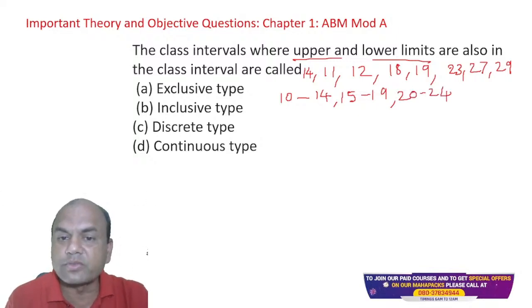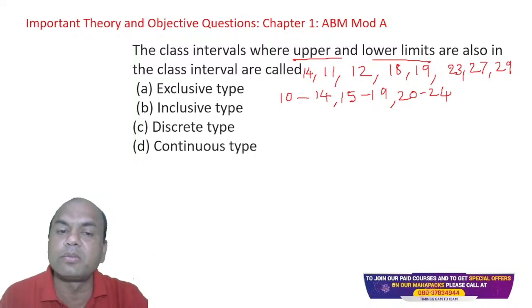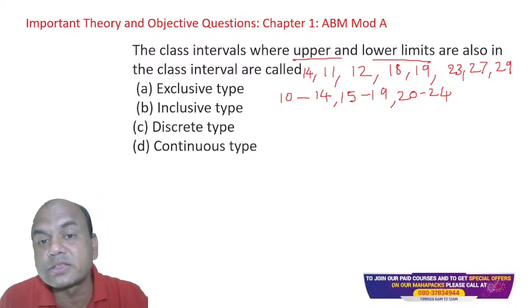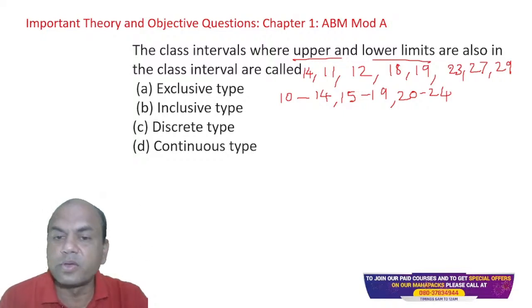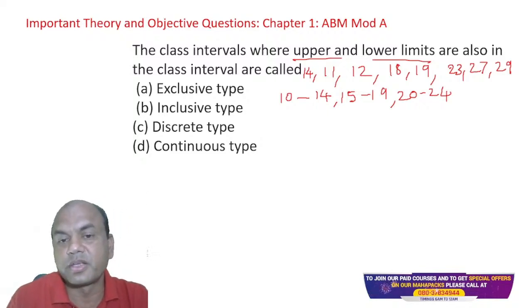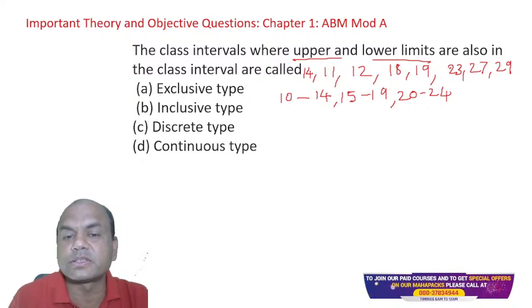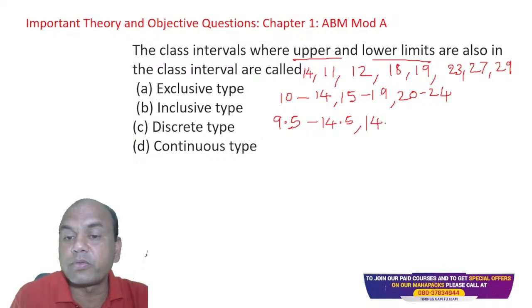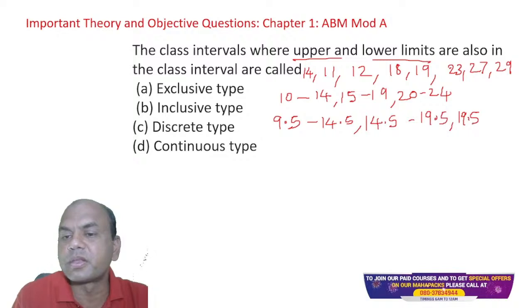Now this class where both the upper limit and the lower limit are included, this class is known as what? This is your question. If this is inclusive, what is the other one? The other one is exclusive. Here, take 0.5 on this side and 0.5 on this side. So it will be 9.5 to 14.5. Similarly, this 14.5, 0.5 on the other side, to 19.5. And next again 19.5 and so on, right?